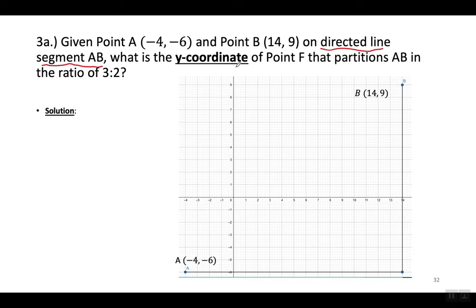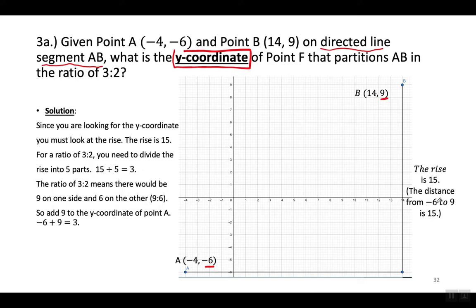So what is the y coordinate of point F that partitions AB in the ratio of 3 to 2? All right, so the rise is 15, because if we look at the y coordinates, it's going from -6 to +9. And this question only wants to know the y coordinate. Esta pregunta solamente quiere la coordenada de y del punto F que divide el segmento AB en una razón de 3 a 2. All right, so the distance from -6 to +9 is 15. That's what I'm writing here, okay?